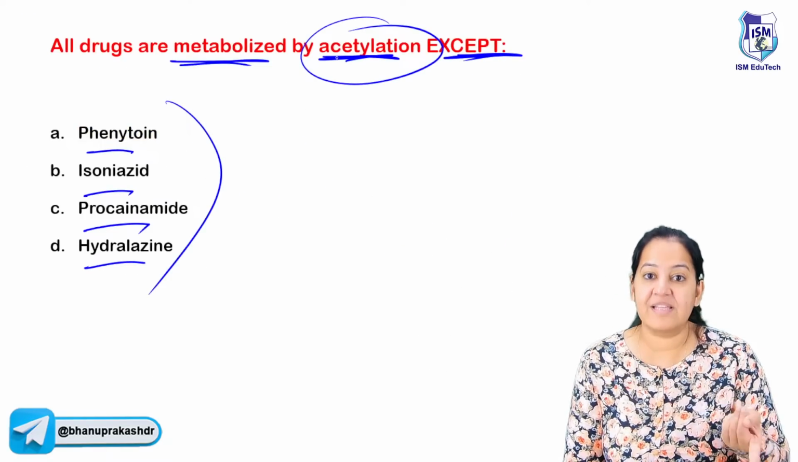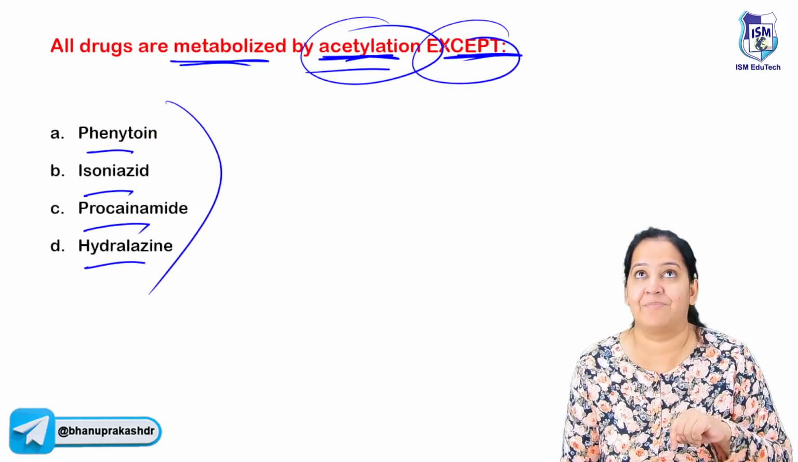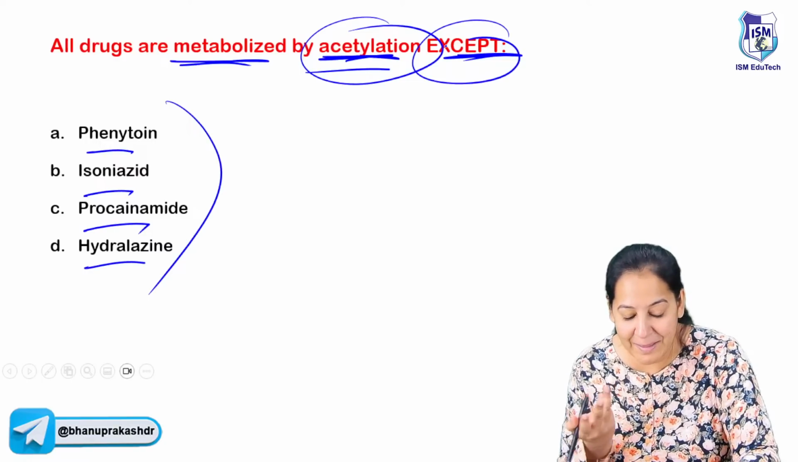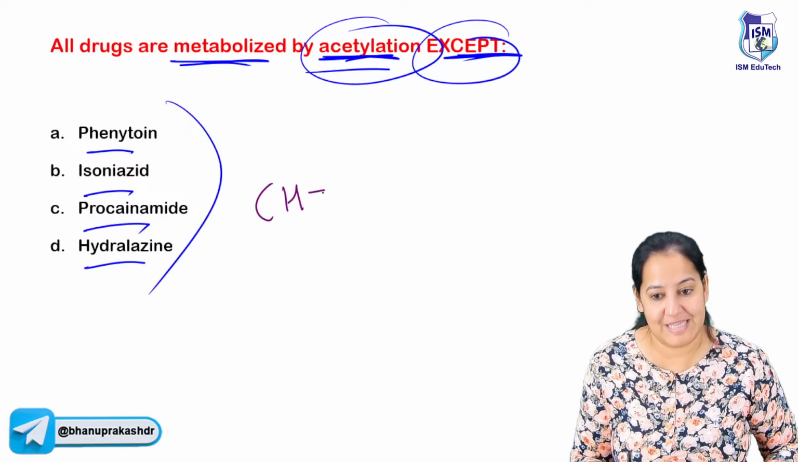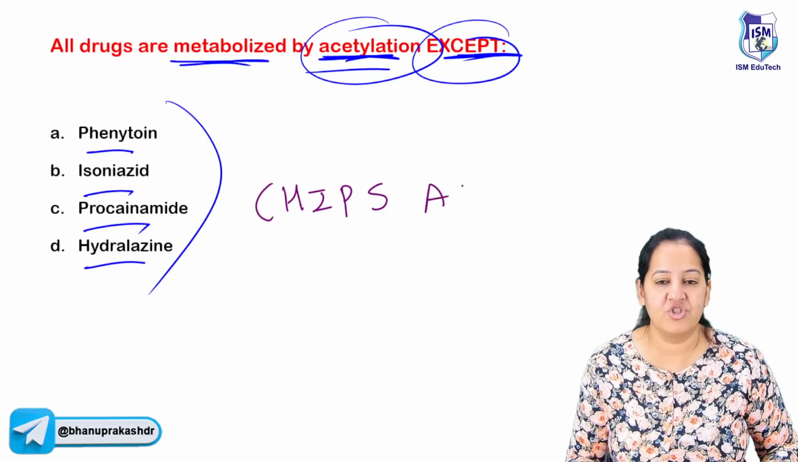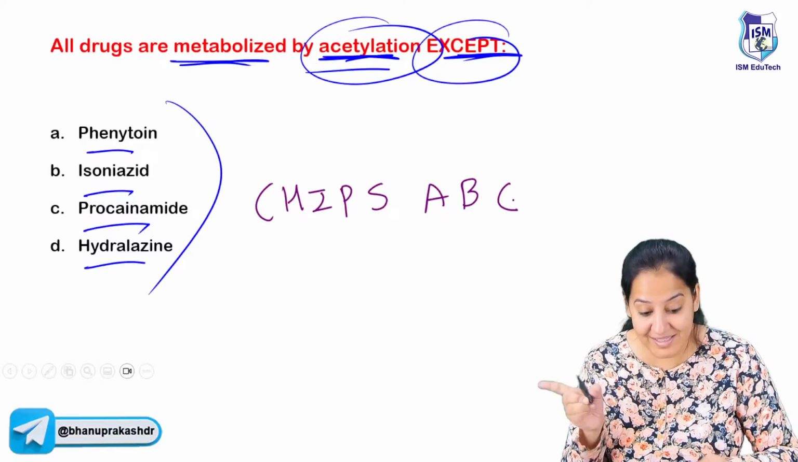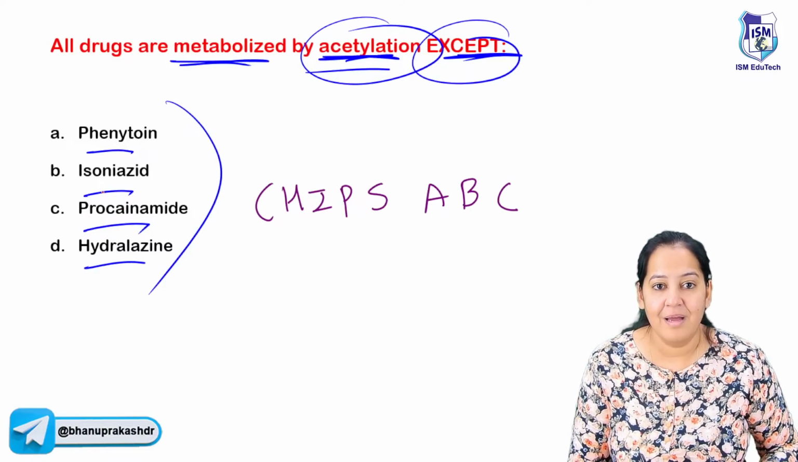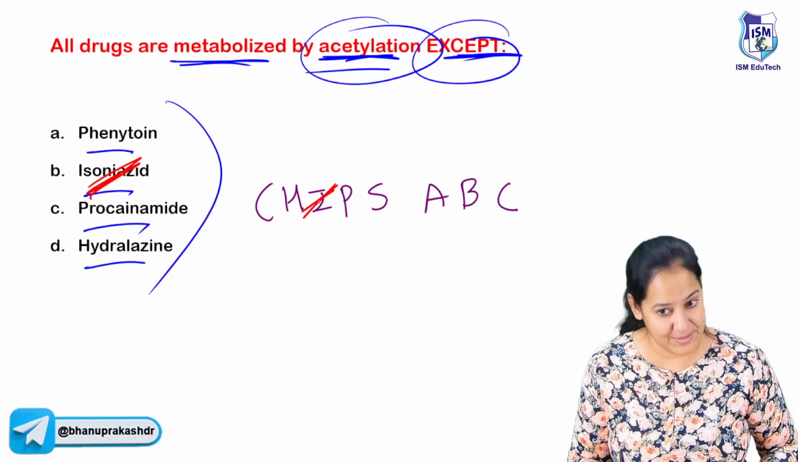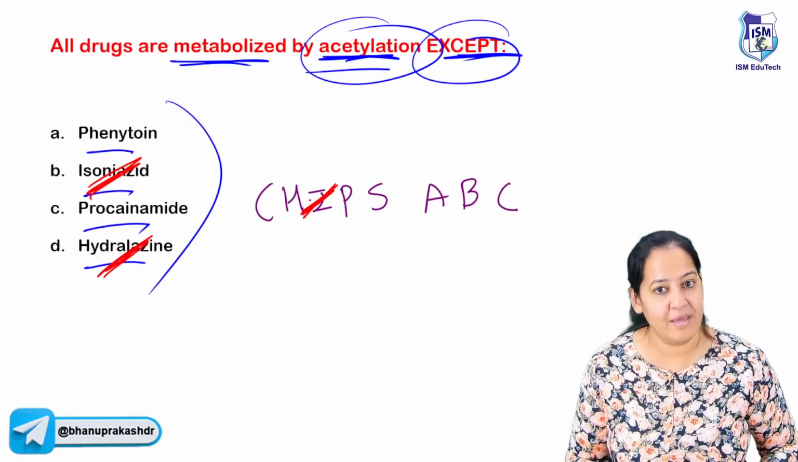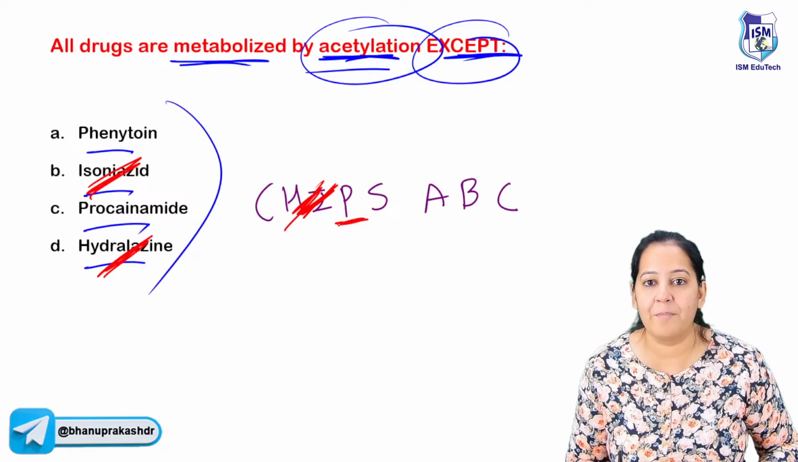All of the following drugs are metabolized by acetylation except. They are asking except. So what is the mnemonic, people? The mnemonic is CHIPS ABC. Now what is not coming in this mnemonic? I is coming. Yes, I is isoniazid. H is coming. Yes, hydralazine is also coming. There is one P. What is that?